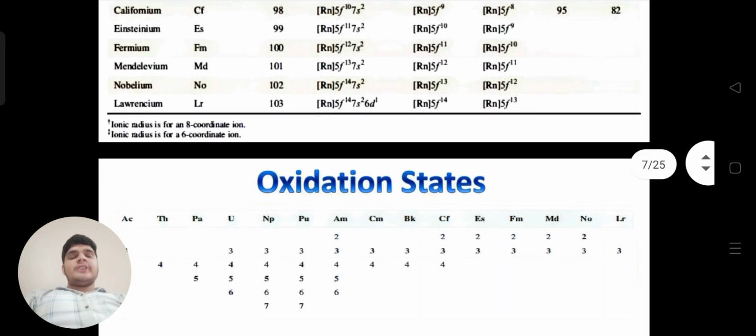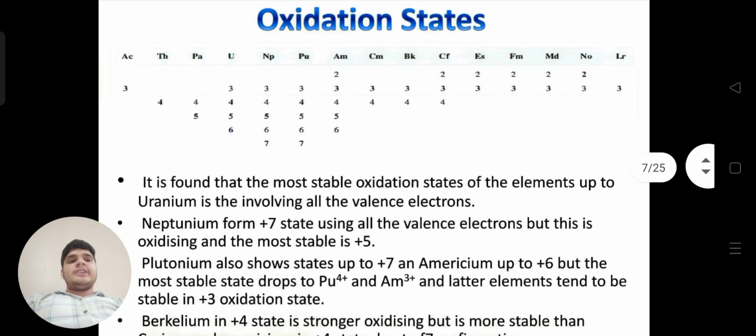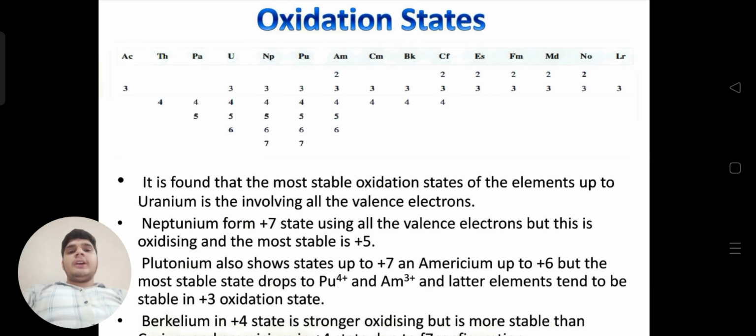Now let's see the oxidation states of actinides. As I already told, the oxidation states relate to the number of electrons in their outermost shell. As we see, actinium possesses +3, thorium possesses +4 and uranium possesses +3 to +6 oxidation states, and likewise other elements also possess some oxidation states.